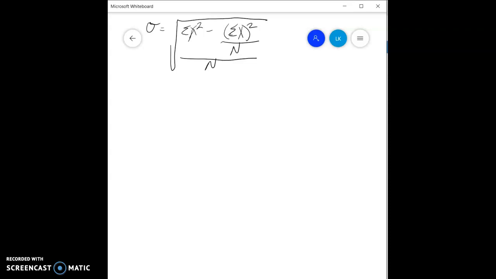So the reason that this is an easier formula is because there's really only 2 values that we now have to calculate. We need to calculate the sum of x squared, and we need to calculate the sum of x so we can square it. So if we start with our x values, which I'm going to use the same values that I used with the definitional formula so you can see that we're getting the same results. So we had a 1, we had 2, 2, 3, 4, and 5.